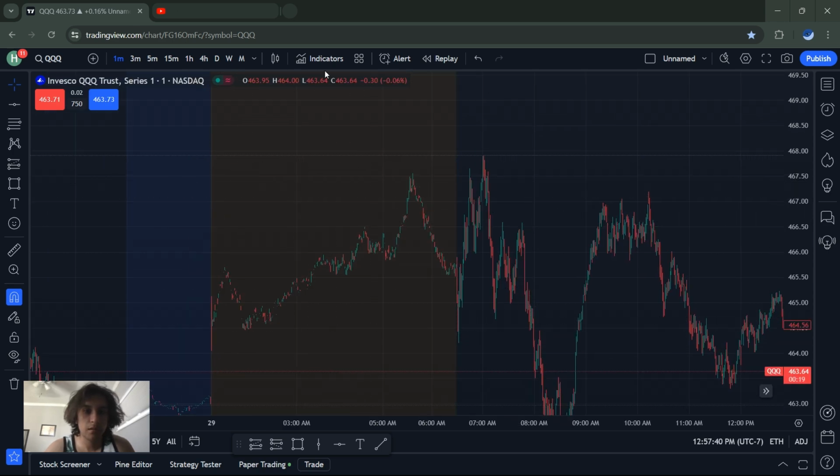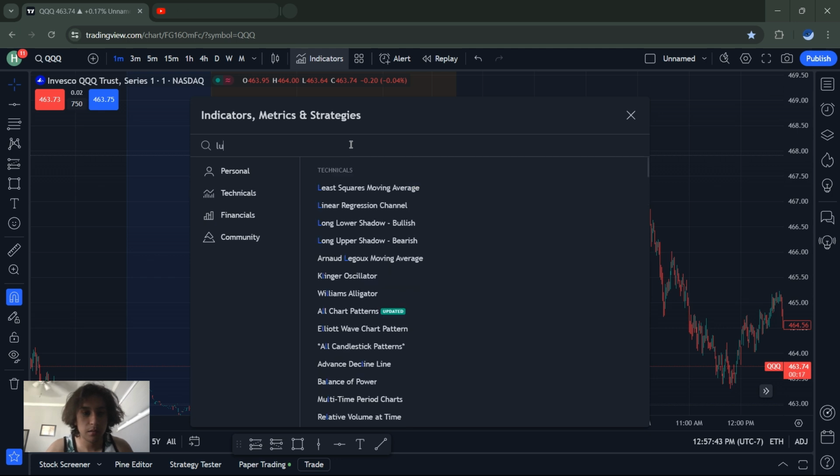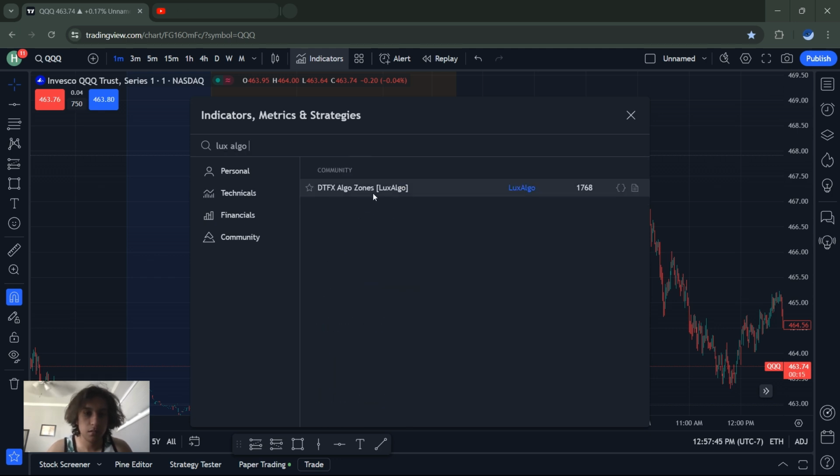Let me add the indicator really quick, and this is what I use to see London session.